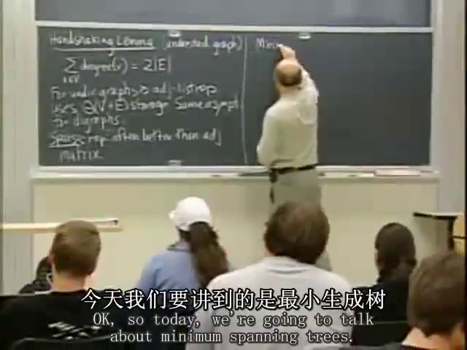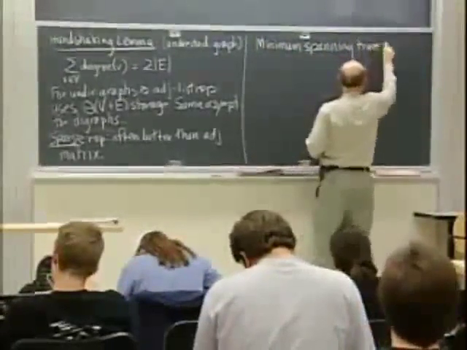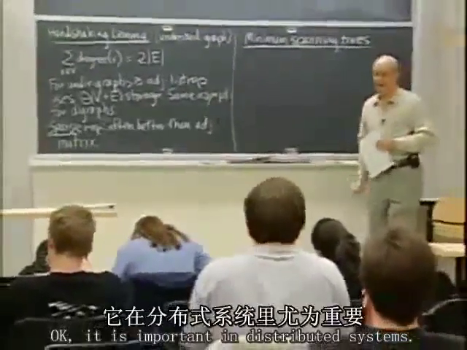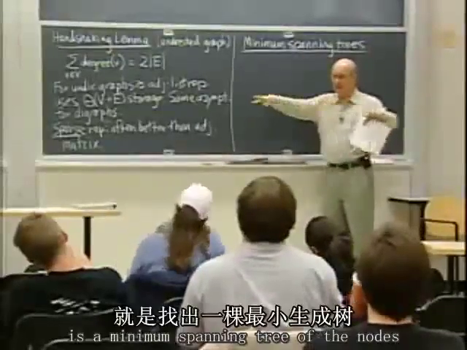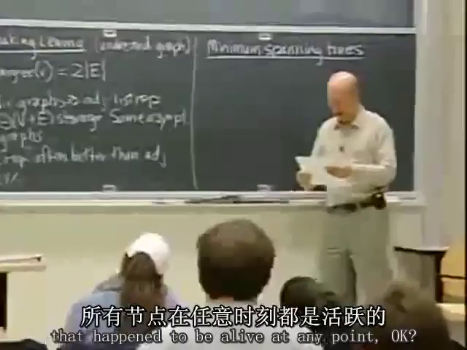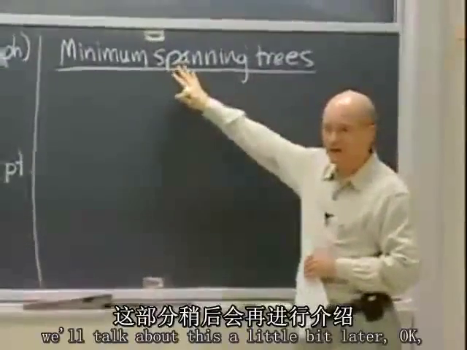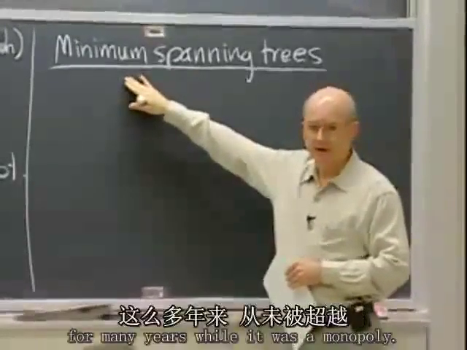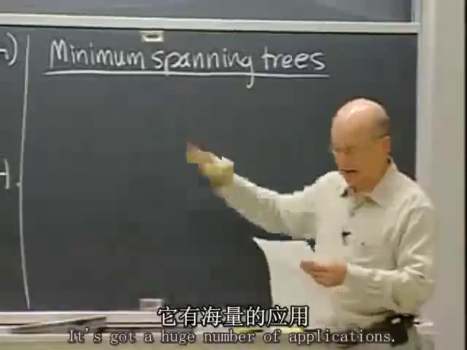So today we're going to talk about minimum spanning trees. This is one of the world's most important algorithms. It is important in distributed systems. It's one of the first things that almost any distributed system tries to find: a minimum spanning tree of the nodes that happen to be alive at any point. One of the people who developed an algorithm for this, we'll talk about a little bit later. It was the basis of the billing system for AT&T for many, many years while it was a monopoly. So it's very important, and it has a huge number of applications.